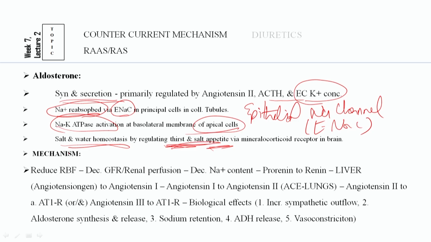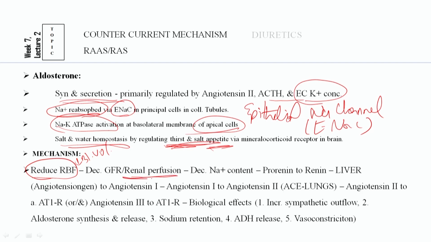So let us come to the classical mechanism of the RAS. Reduced blood flow or reduced blood volume, you can say hypovolemia or hypotension, is the primary stimulus, right? That results in decreased GFR, because the blood volume is less and the blood pressure is also less. Due to that reason, very little blood will enter the glomerulus.